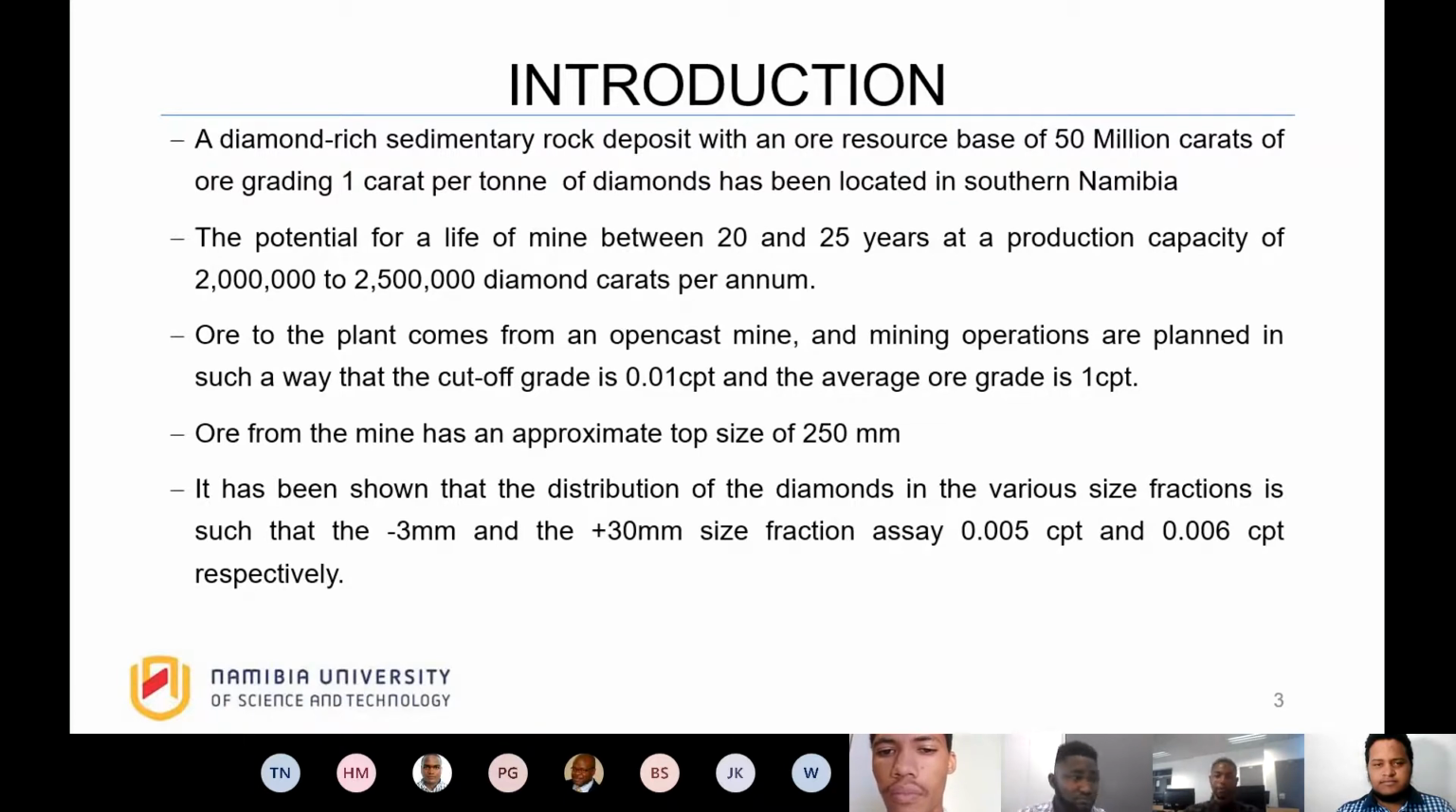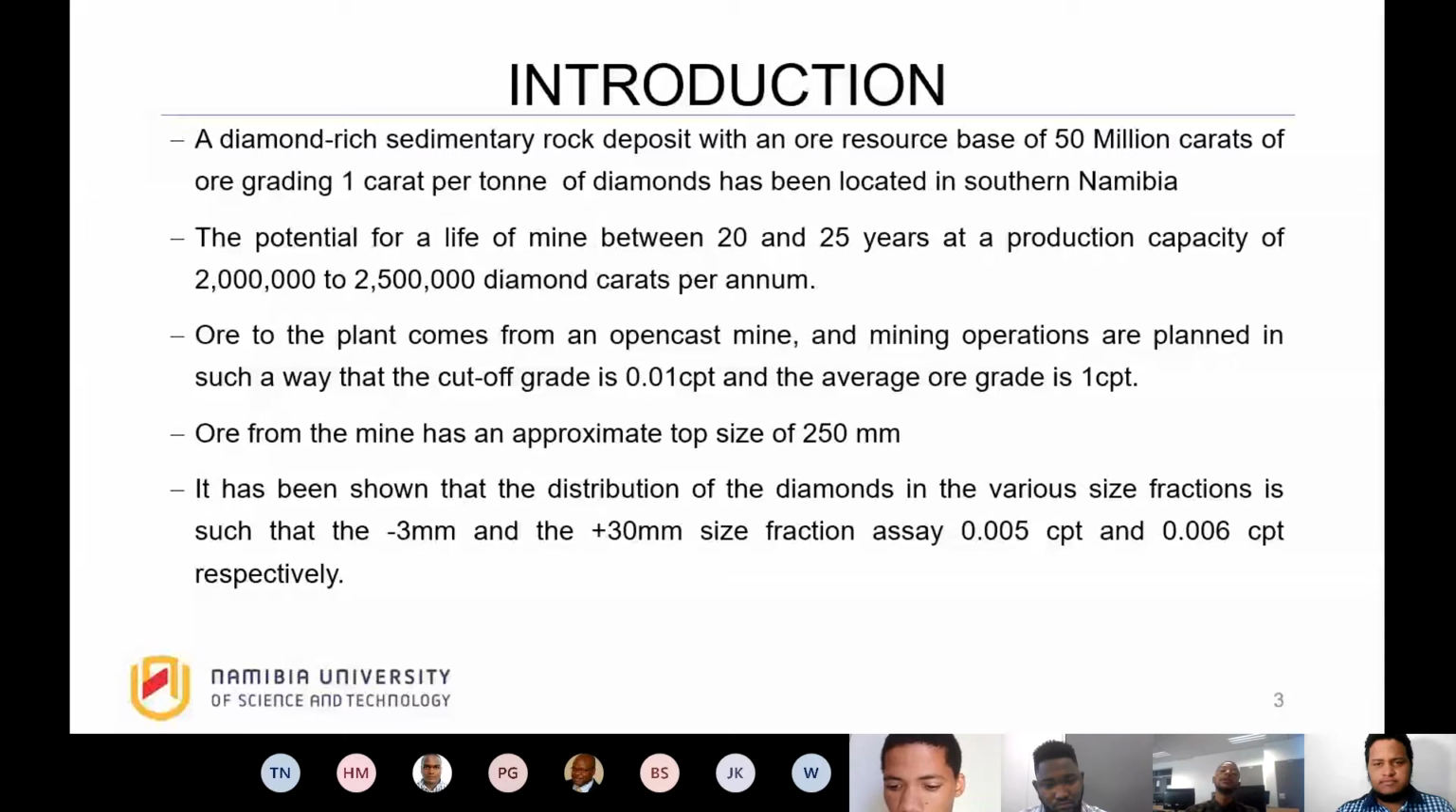The design of the mine is an open cast mine, and the cut-off grade for the mine is 0.01 carats per ton. Diamonds are usually found in 3 sorts of places: mainly alluvial, kimberlite, and marine-based or offshore mining. When we talk about an open cast mine, it is kimberlite that we are mining.